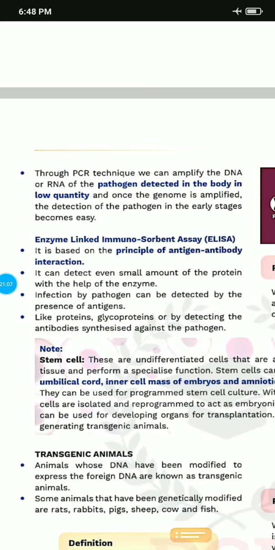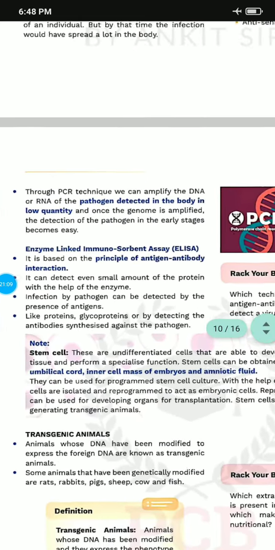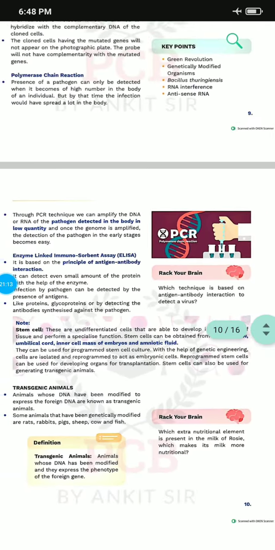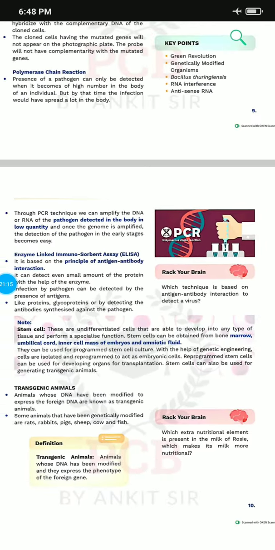Now a question sometimes arises: what are stem cells? Stem cells are undifferentiated cells that are able to develop into a type of tissue and perform a specialized function. Stem cells are obtained from bone marrow, umbilical cord, inner cell mass of the embryo, or amniotic fluid present inside the woman's womb.